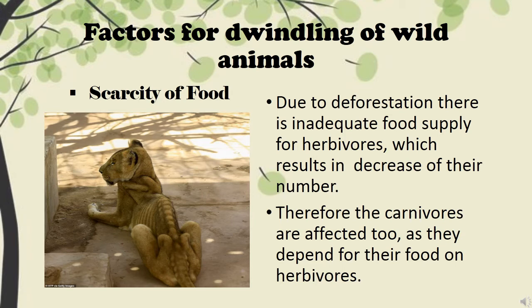So students, let us discuss the factors of dwindling of wildlife animals one after the other. The first one is scarcity of food. Now due to deforestation, there is inadequate, means insufficient, food supply for herbivores, which results in decrease of their number. Therefore, the carnivores are also affected as they depend for their food on herbivores.